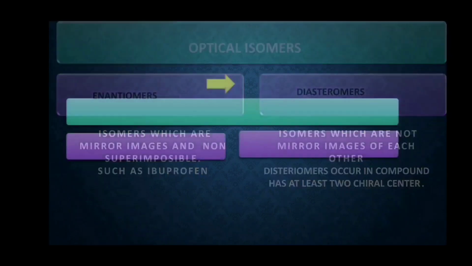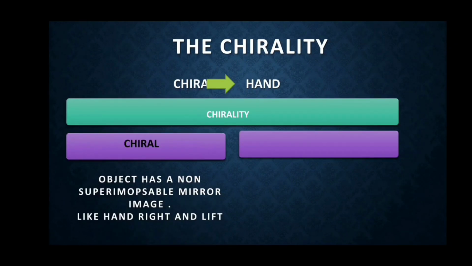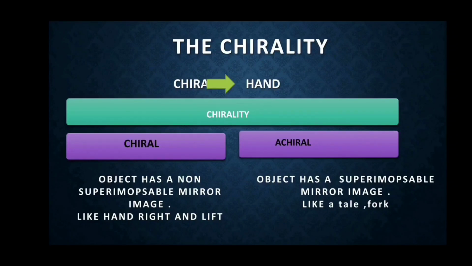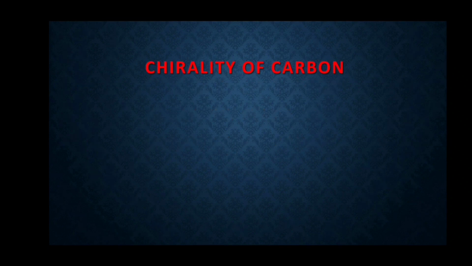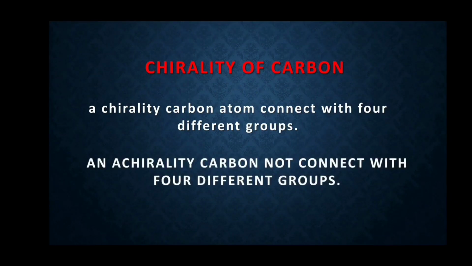Chirality: chiral and achiral. Chirality is subdivided into chiral, where an object has a non-superimposable mirror image like the right and left hand, and achiral, where an object has a superimposable mirror image like a tail or fork. A chiral carbon atom is connected with 4 different groups. An achiral carbon is not connected with 4 different groups.